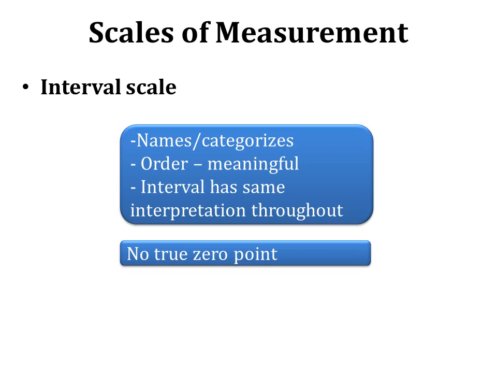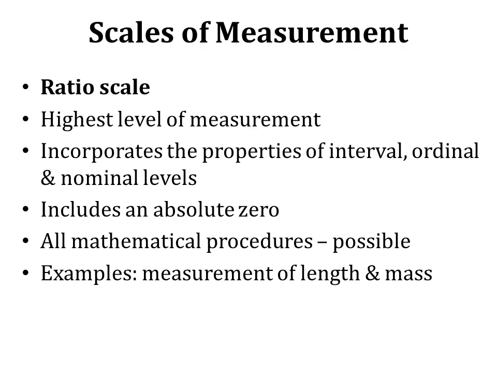So the interval scale has the properties of naming and a meaningful order, and the interval has the same interpretation throughout. The thing which is lacking in the interval scale is that it doesn't have an absolute 0 point. Then there is the ratio scale.